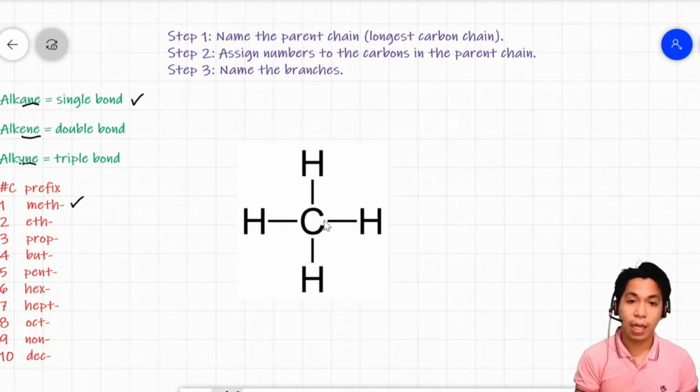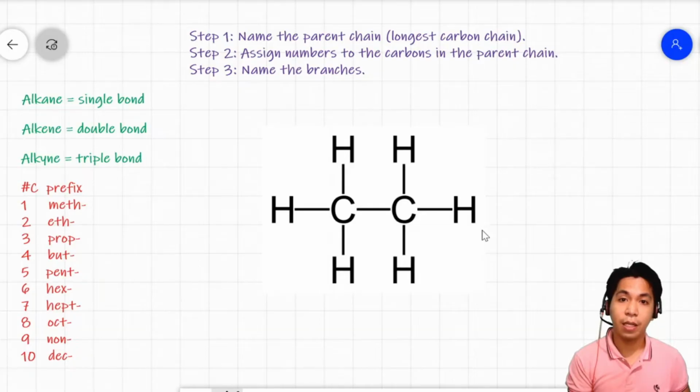Since this one has only one carbon, it doesn't contain branches. So we will only focus on number one, which is to name the parent chain. Our compound has only one carbon, so we will use the prefix meth. And to tell the readers that this is an alkane, we use the suffix ane. Hence the name methane.